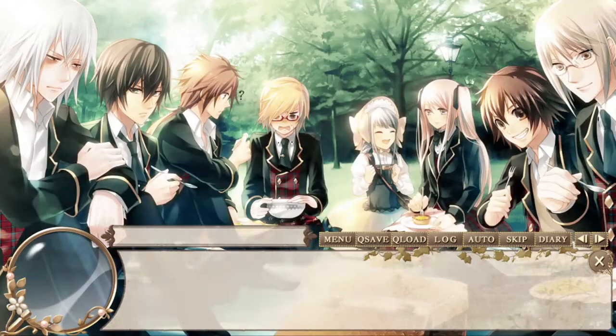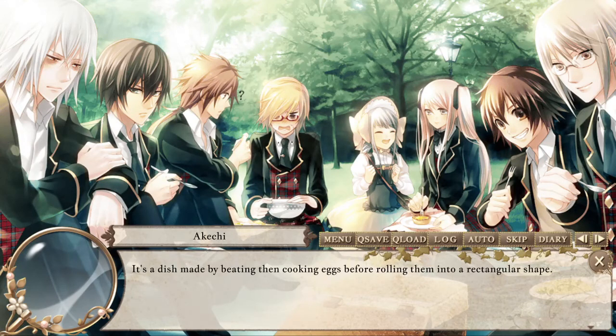How about these? You know how to make Tamagoyaki? They're very different in shape to the ones we know. They're called omelets. What's a Tamagoyaki? It's a dish made by beating then cooking eggs before rolling them into a rectangular shape. In Japan, eggs are a staple of the rich and wealthy. They're not a food common people partake in every day.